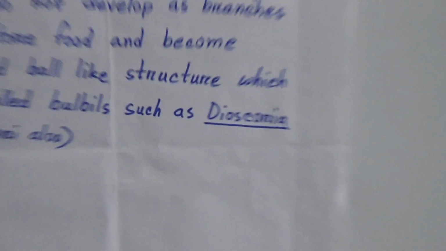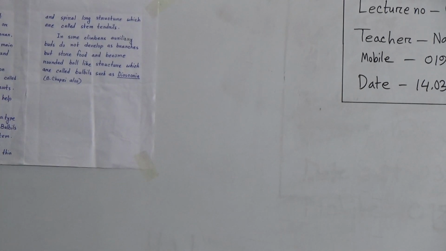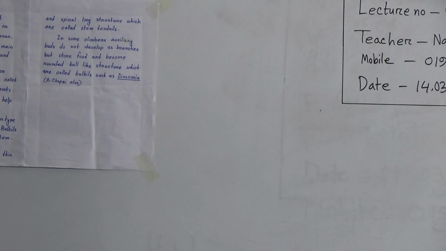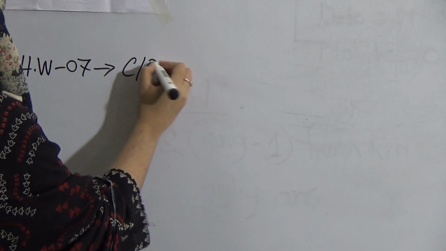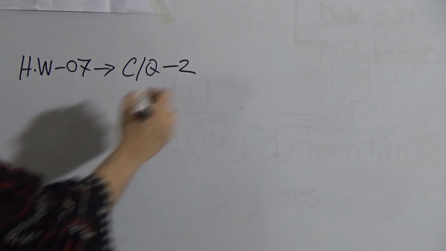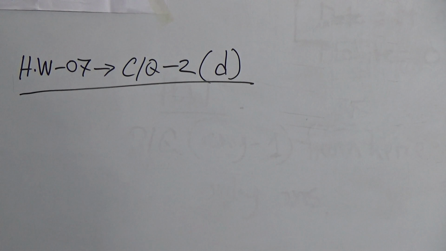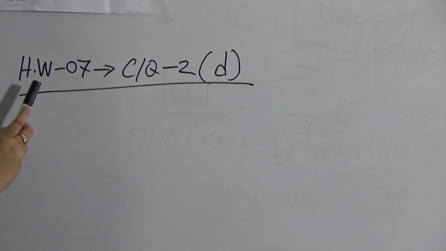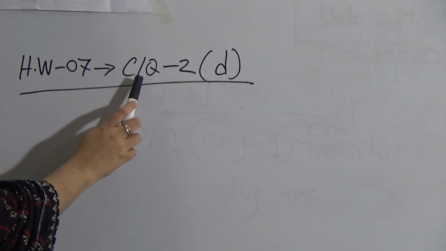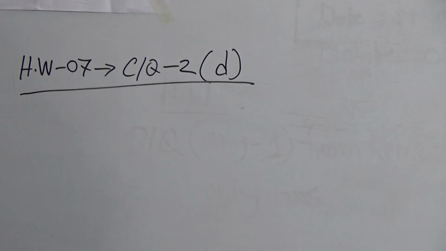Now I will give you HW. Our today's HW is number 7 HW, and your HW will be this pre-tip question number 2 and sub number is D. That means it will be your HW.